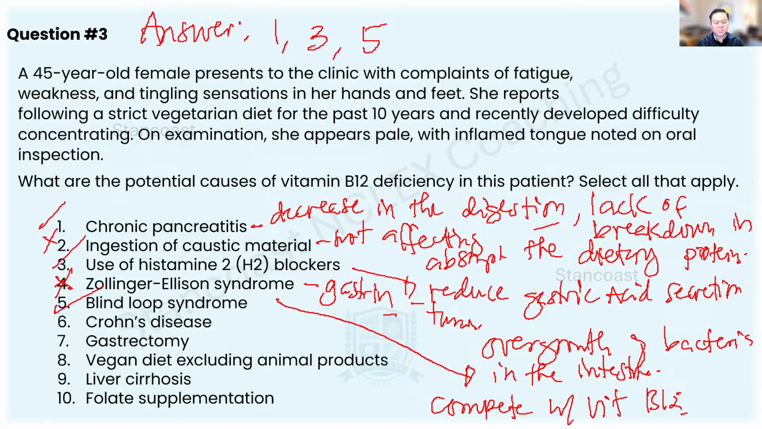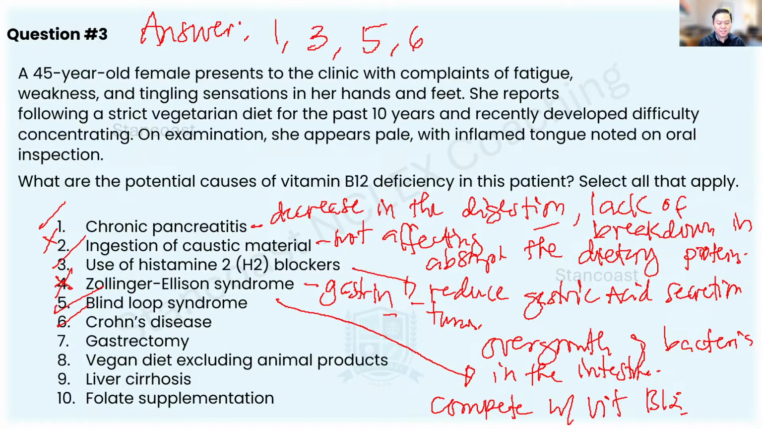What about number 6? Crohn's disease. Do you remember earlier that I mentioned about the inflammatory bowel diseases like the ulcerative colitis and Crohn's disease? They're going to affect the intestinal absorption of the nutrient or the vitamin B12. So this is going to be one contributory factor. So that is 6. What about number 7?